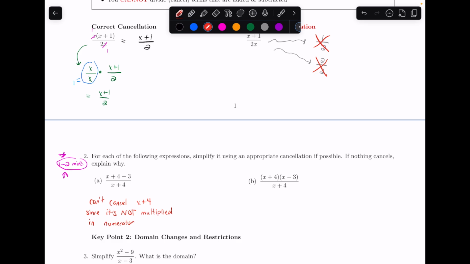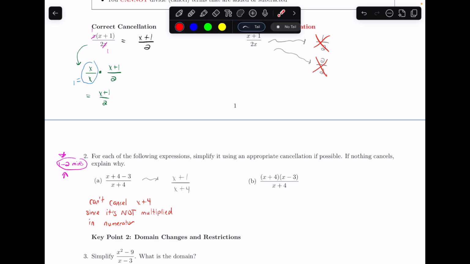Like, it's not factored out of the numerator. It's being subtracted by other stuff rather than being multiplied to the other stuff. The only thing I could do with this is I got some like terms on the top. I can do 4 minus 3, and I could say that's x plus 1 over x plus 4. But that's as much as I could do.